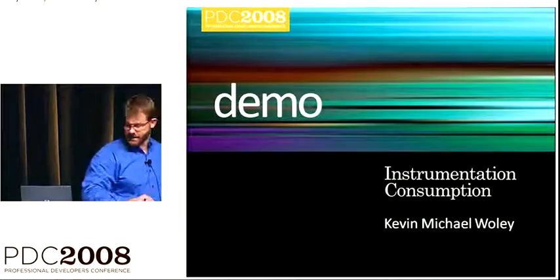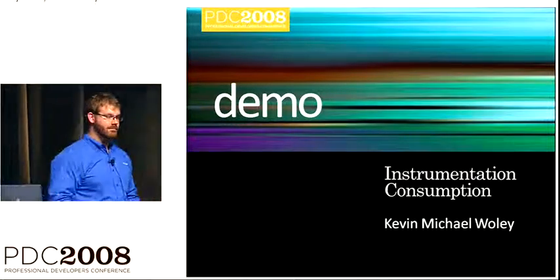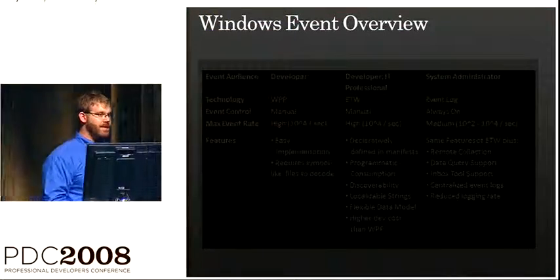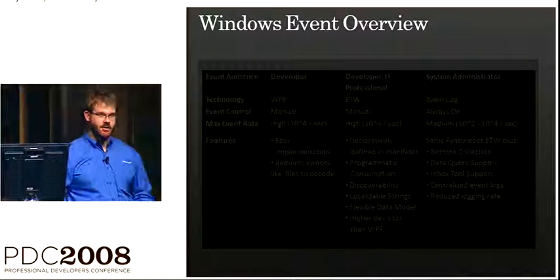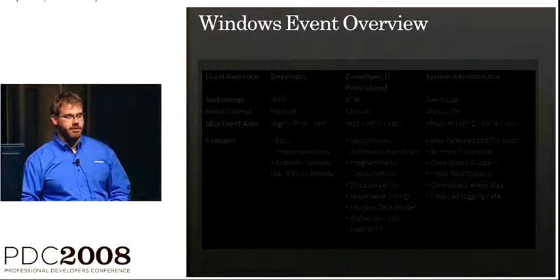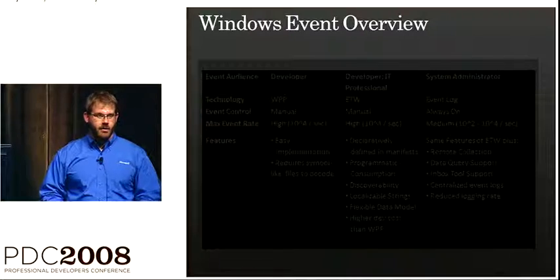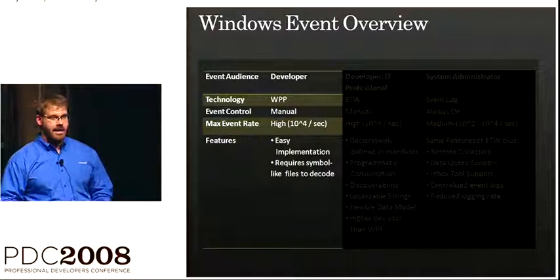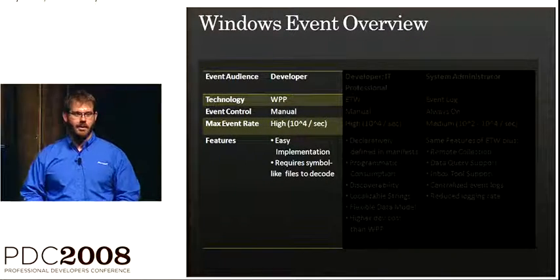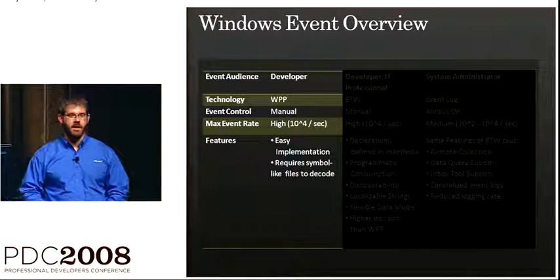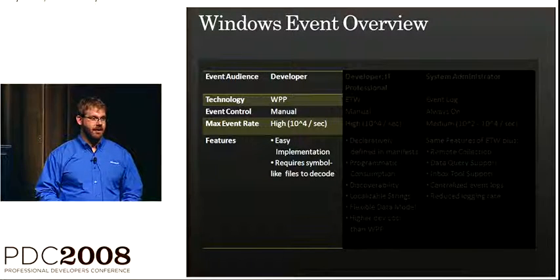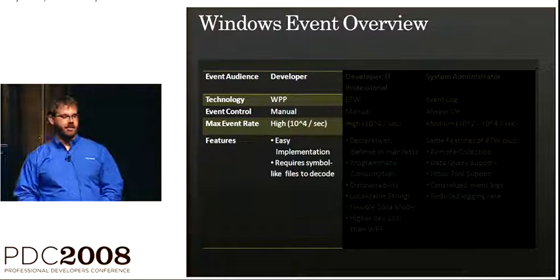So let's switch back to the presentation here. Now, with events, we have a lot of different options. The event infrastructure has been around for a long time. One technology, if you are a native developer, that you're probably familiar with, is the Windows Trace preprocessor. WPP is a native technology, and it's very, very easy to use.